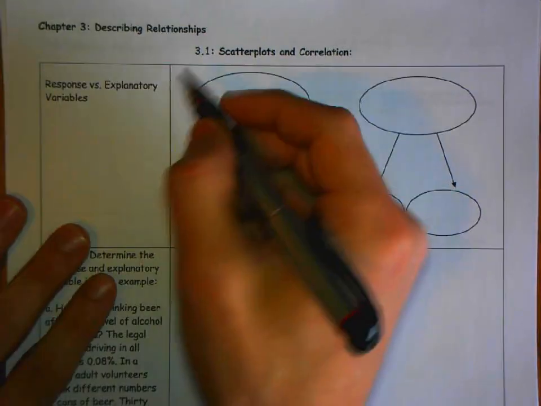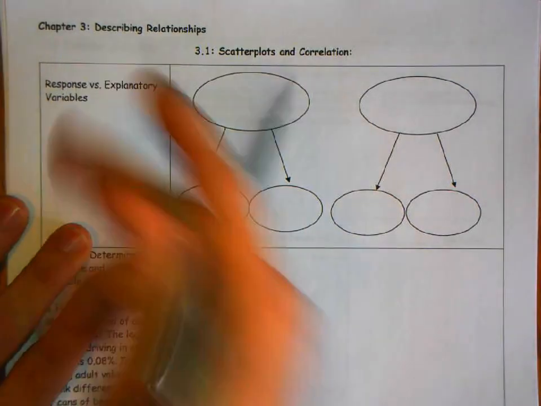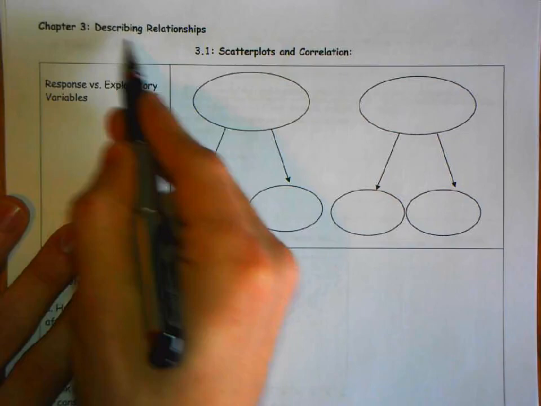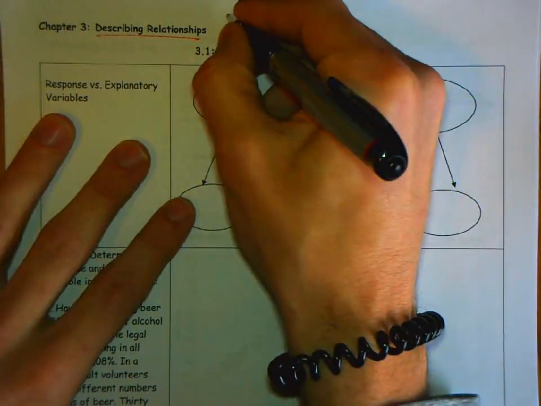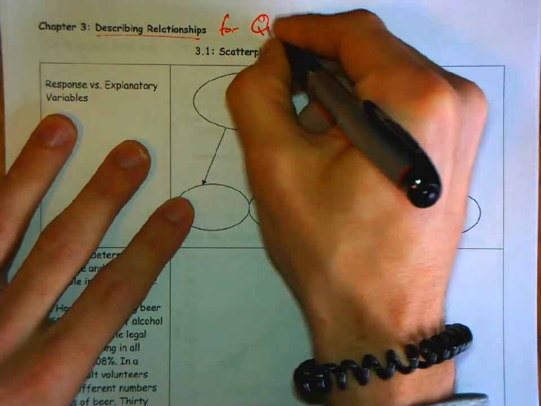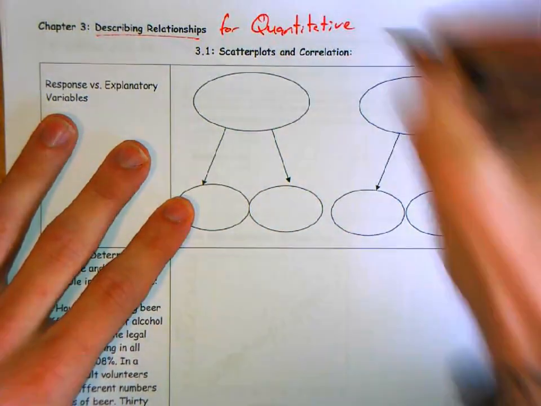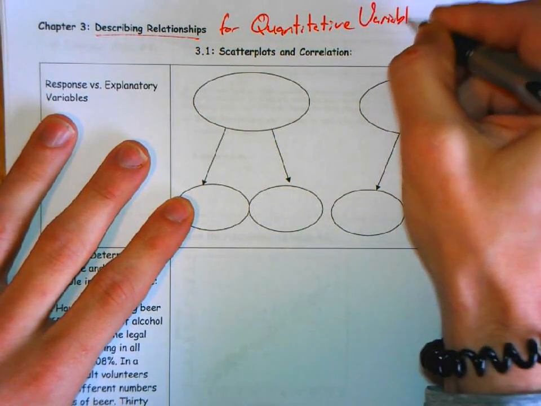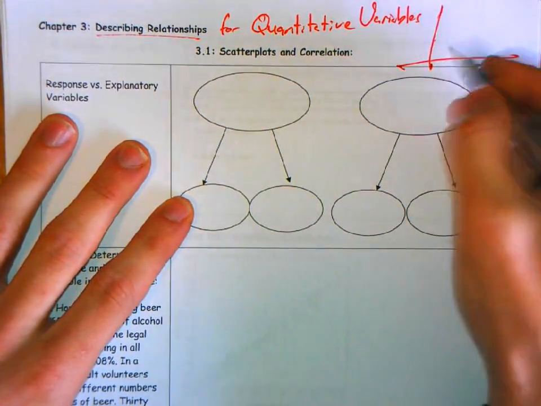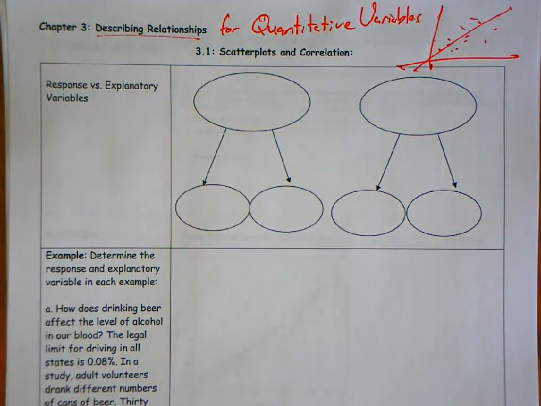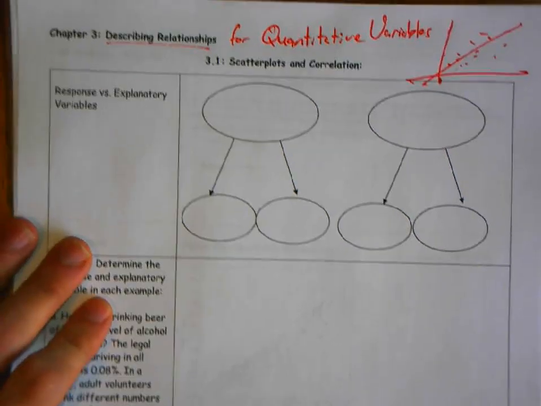We're going to come around and hit chapter 3, the last chapter on the exam that we have yet to cover. Talking about scatter plots and correlation. Talk about describing relationships for a specific type of variable, quantitative variables. What can we do with quantitative variables? We can put them on a scatter plot. We can fit a line of best fit, a least squares regression line, to that data, and we can make predictions about that data. So that's what we'll be doing.